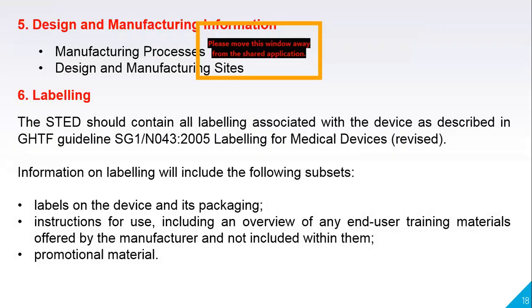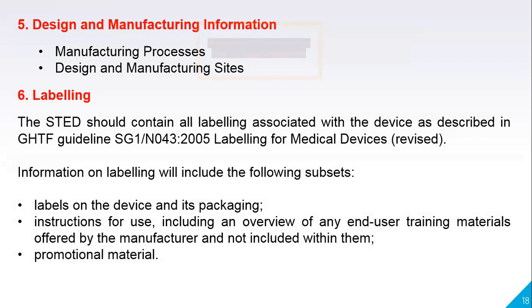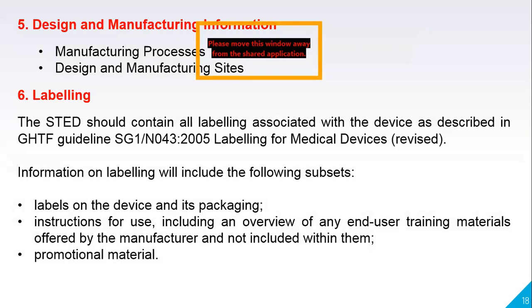Right. So coming to the fifth point, design and manufacturing information. Under this, the manufacturer will give the detailed manufacturing process and the detailed design and manufacturing sites, their flow charts and everything, and it should be incorporated in the STED. And finally, labeling. Apart from the manufacturing process and the verification and validation results, the manufacturer should also give the labeling information, because without proper labeling, it is very difficult to find the correct medical devices. So that information must also be incorporated in the STED.